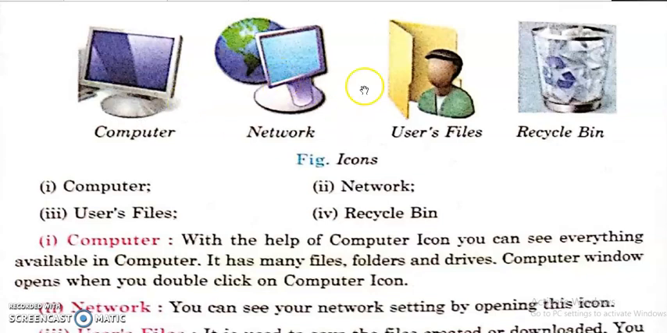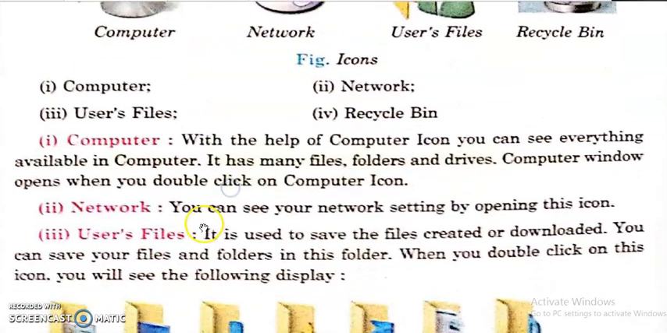The next is the Network icon. You can see your network settings by opening this icon. If our computer is in a network, we can see the computers which are connected to our computer, and the different resources connected to our computer, through this icon. When your computer is not a standalone computer but is one of the nodes in a workstation or in a network, then you need to see the entire set of computers connected with our system through this Network icon.